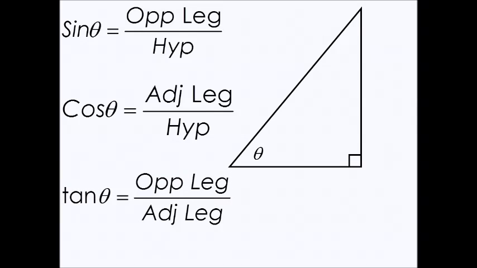Tangent of theta is defined as the side that is opposite theta divided by the side that is adjacent to theta. This, again, is the side that is opposite to theta. This is the side that is adjacent to theta.